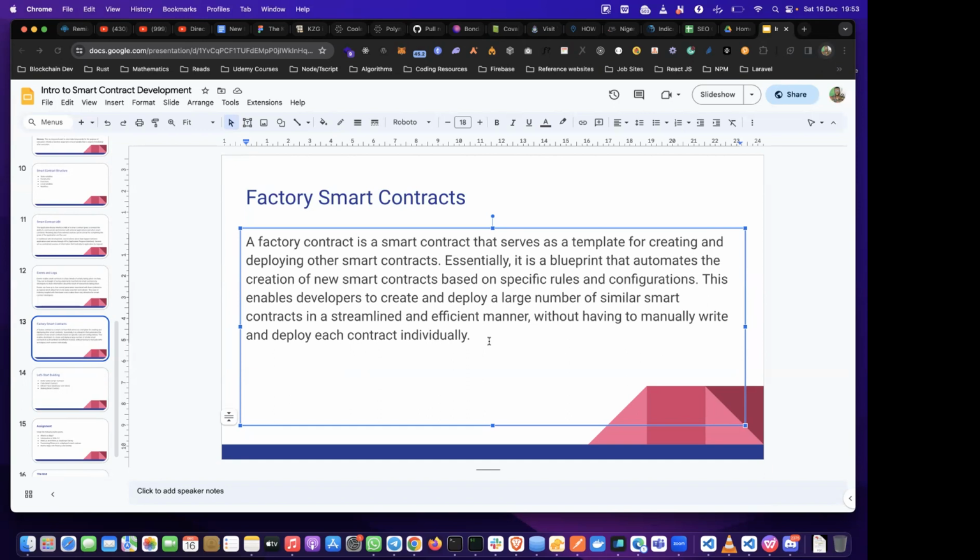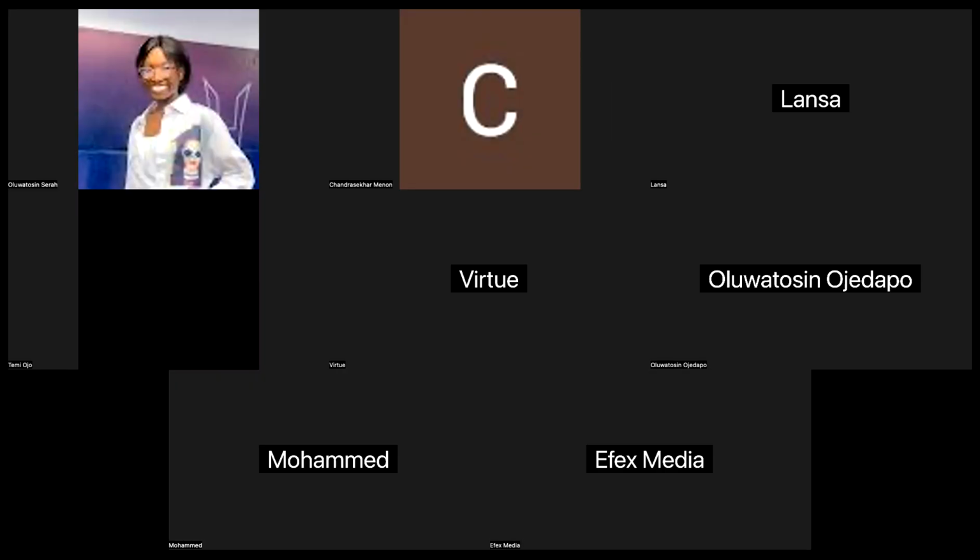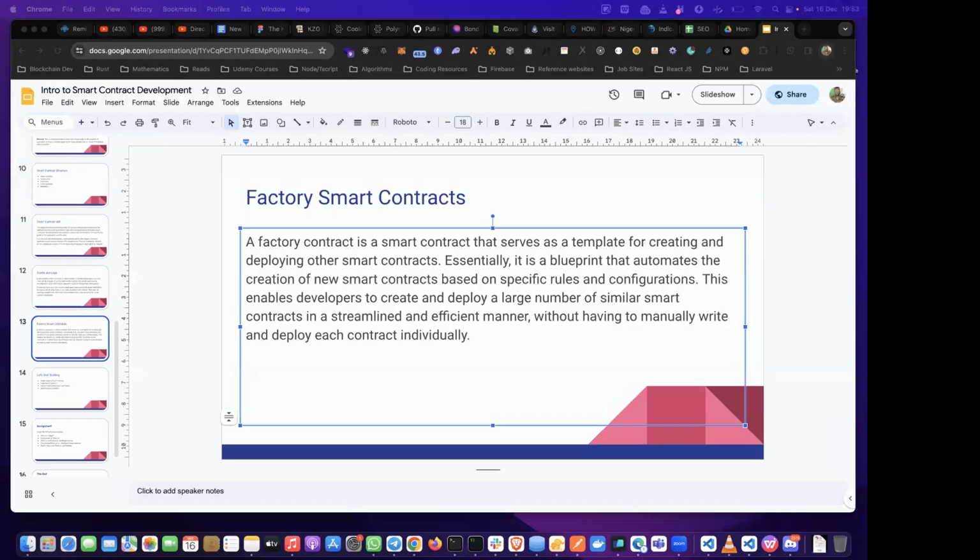Now, you can have a smart contract. Let's say you have, can you guys still hear me? Sorry, this stuff has started again. Hello. Yeah, we can hear you. All right, can you see my screen? Yes, we can see it.